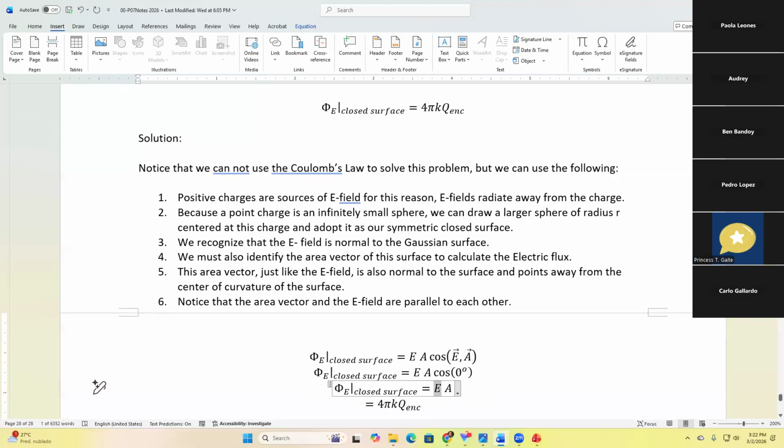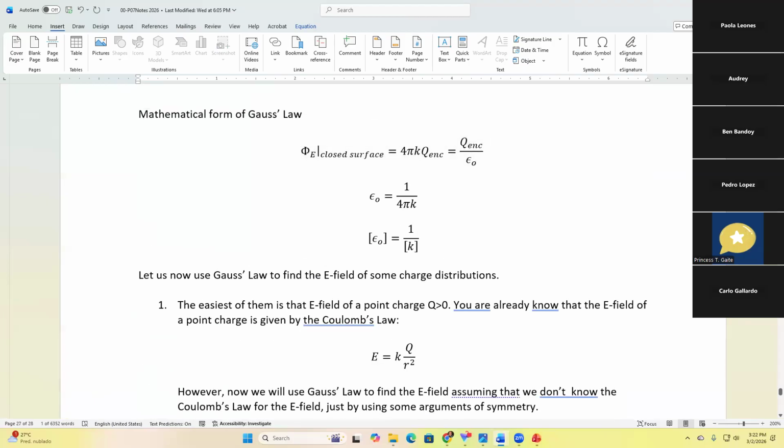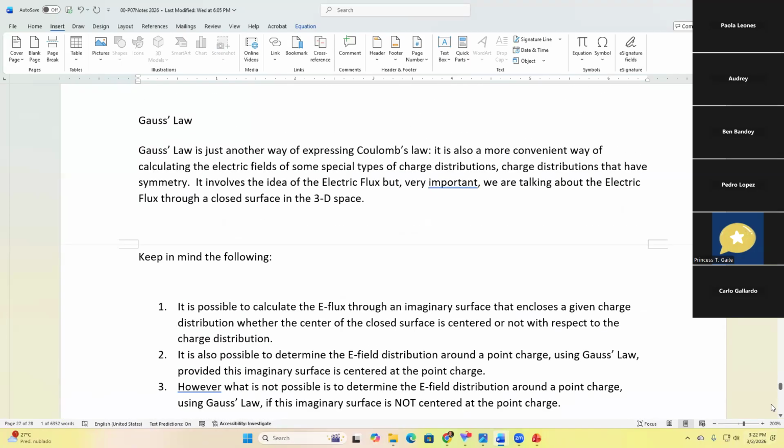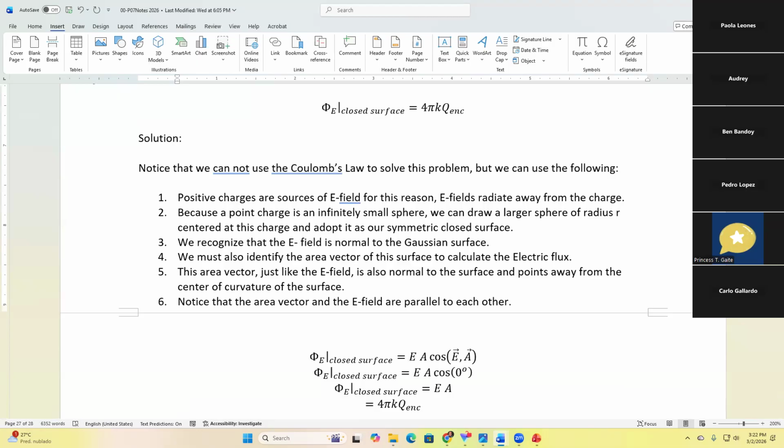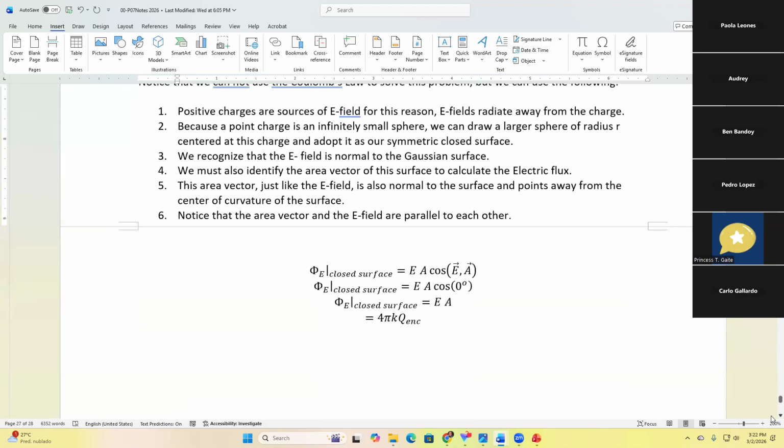Remember, right here, we are not allowed to use Coulomb's law. No, we are solving this problem assuming that we do not know Coulomb's law. But we do know what the area of the closed surface is. The area of the closed surface is what? 4 pi r squared. Right? 4 pi r squared.